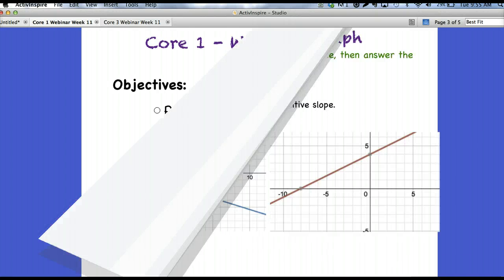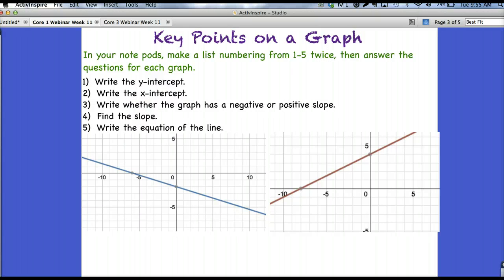Okay, so let's look at our objectives for today. We were going to look at key points on a graph. In your note pods, and if you don't have a note pod, you can answer the questions in the chat, but it looks like Skylar, Kiona, Janae, Tashana, Ashley, Dustin and Donnell don't have one. So one of you can be the student one. I don't know who is student one because there's a J there, but Janae already has hers.